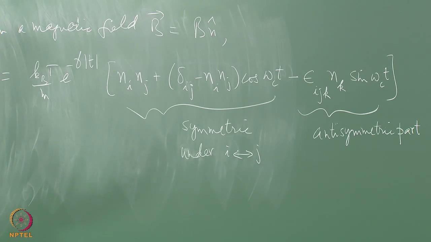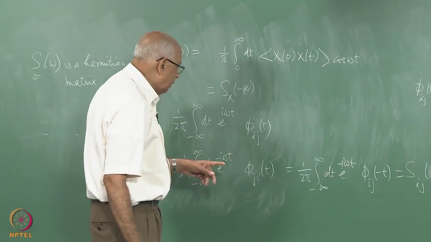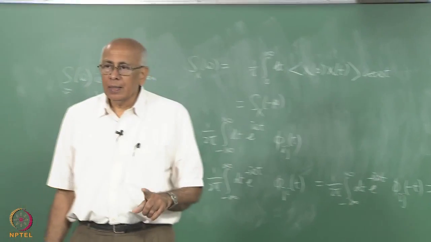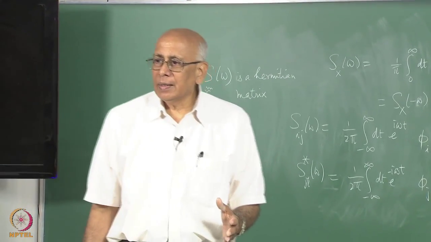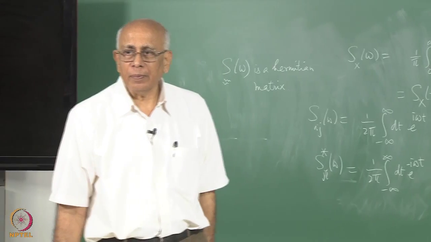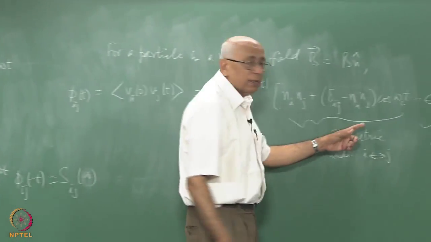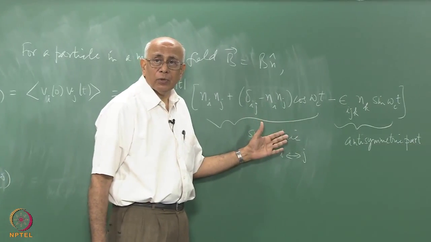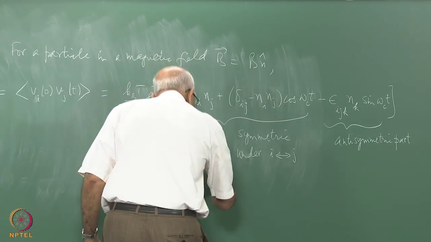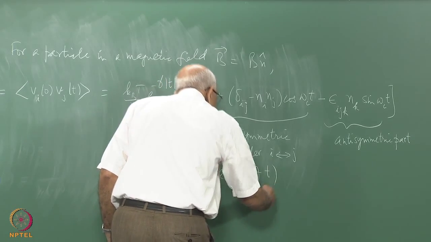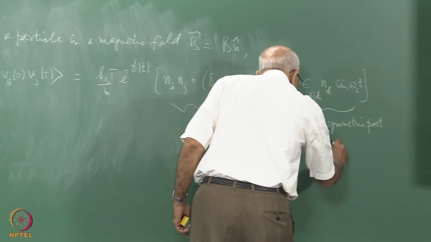Okay. Now what about the time reversal properties of these quantities? We already saw what's going to happen. We saw that phi ij, the symmetric part of this tensor, must be an even function of time, and the anti-symmetric part must be an odd function of time, right? But that's exactly what is happening. So this is the symmetric or even function of time, and this guy is an odd function.